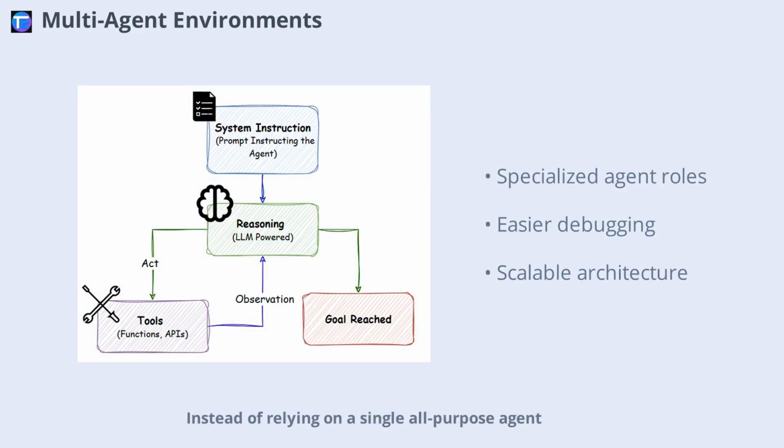Instead of relying on a single, all-purpose agent, this project uses a team of specialized agents. Each agent focuses on a specific task: data collection, visualization, or refinement. This multi-agent setup offers several advantages. It improves accuracy, since each agent is an expert in its domain. It also makes debugging easier, as errors can be traced to a specific agent. And it's more scalable: agents can be added or replaced without disrupting the entire pipeline.